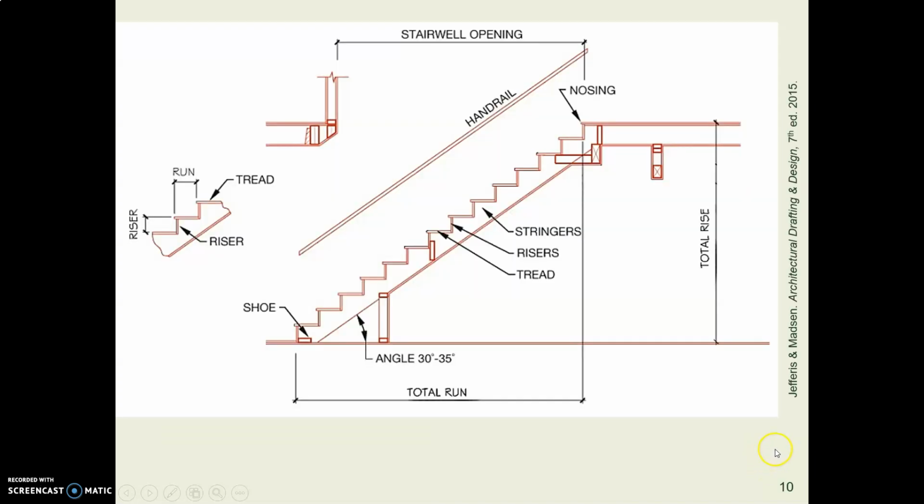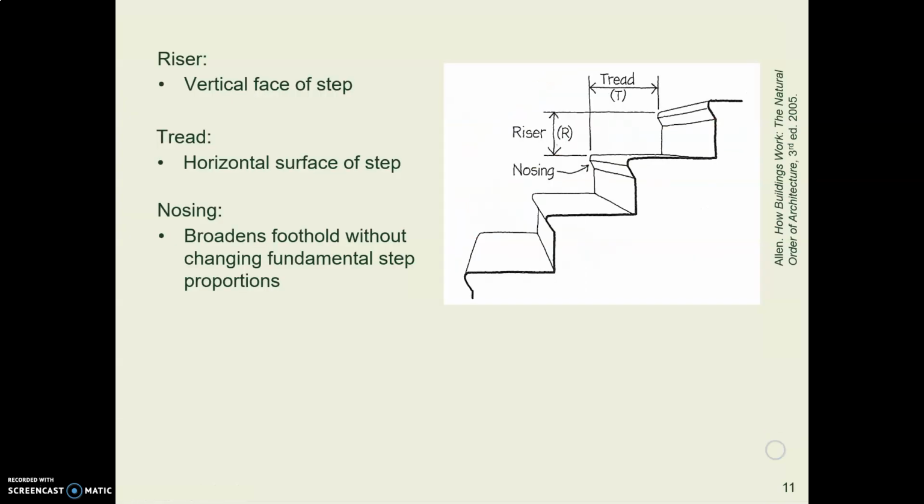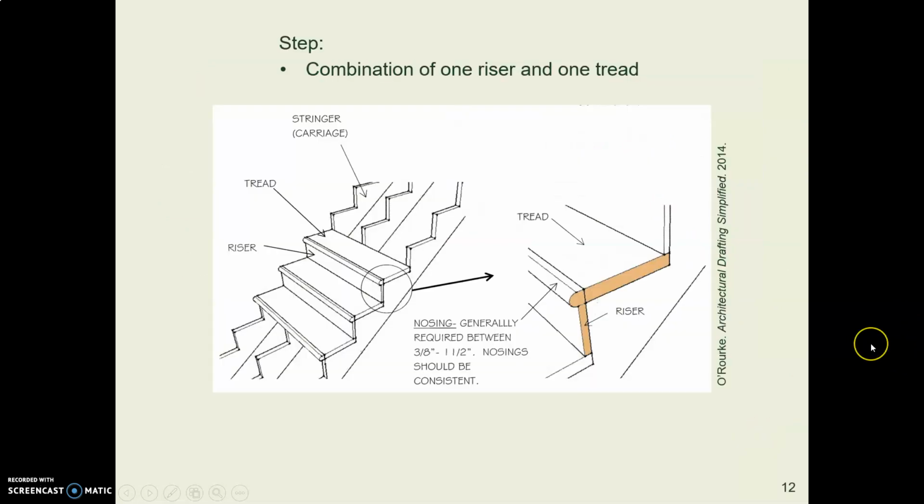So let's look at what we call all these pieces of a stairway. The riser is that vertical face of the step, and this thing here. And the tread is the horizontal surface that you step on. And then the nosing pokes out from the tread. And a step is one riser and one tread. So here is one step. And you can picture one step of your foot is a riser and a tread.